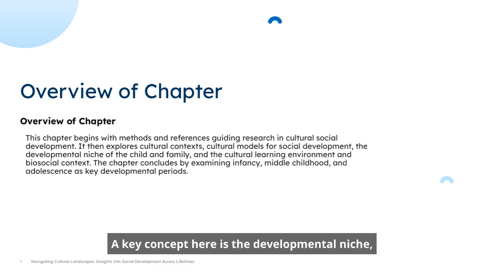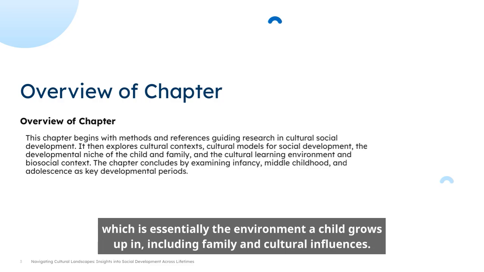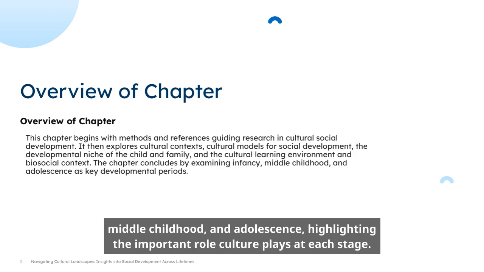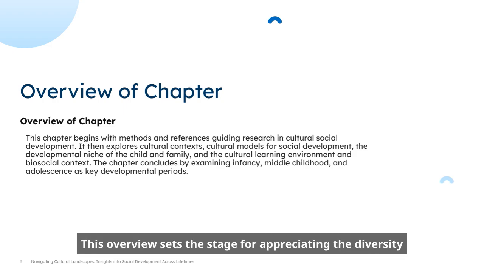A key concept here is the developmental niche, which is essentially the environment a child grows up in, including family and cultural influences. As we move through the chapter, we look closely at how social development unfolds during infancy, middle childhood, and adolescence, highlighting the important role culture plays at each stage. This overview sets the stage for appreciating the diversity of social development across different cultural settings.